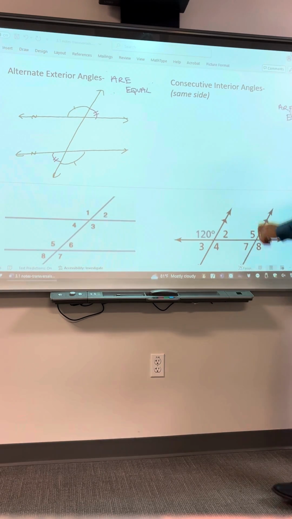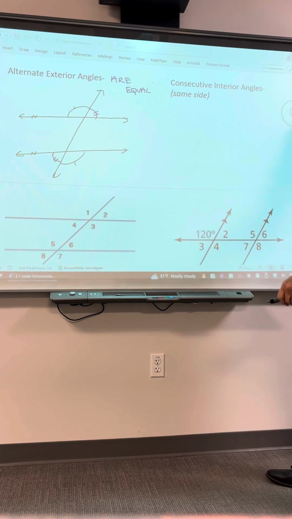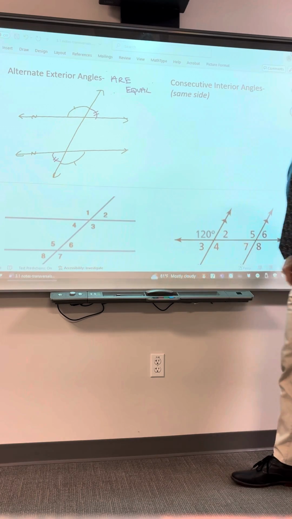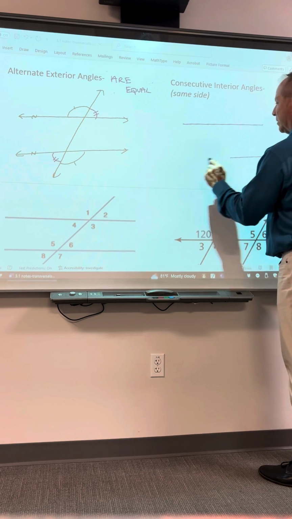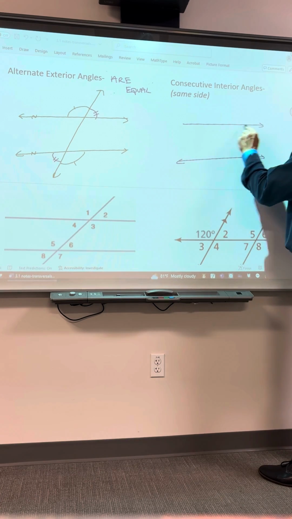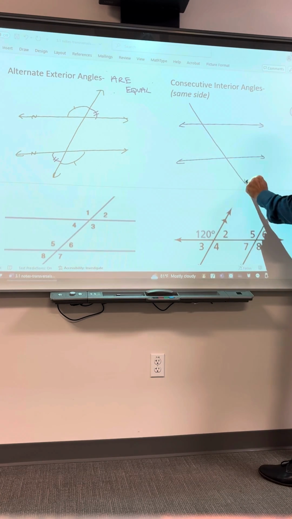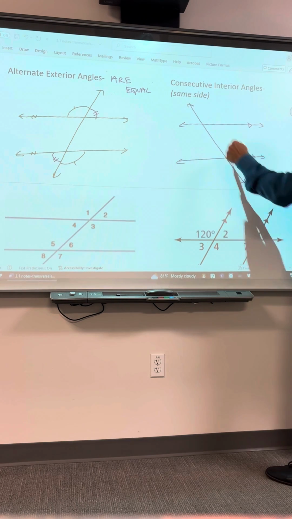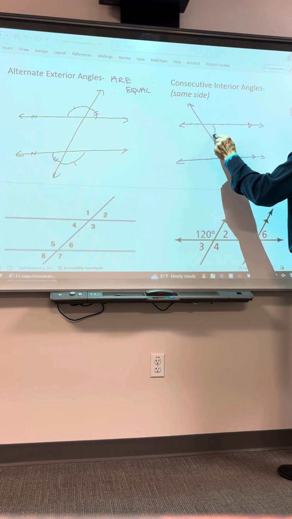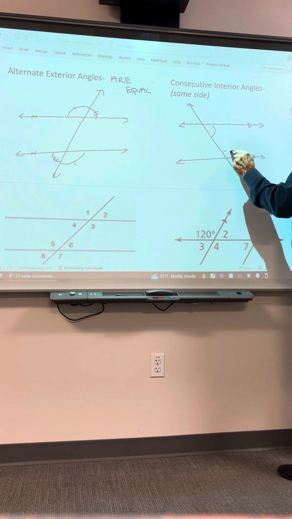Now, consecutive interior angles, some books call them same side interior angles. Draw two parallel lines and draw this in. These are parallel because they have the triangles again. Consecutive interior angles look like this. They're on the same side of the transversal and they're on the interior.